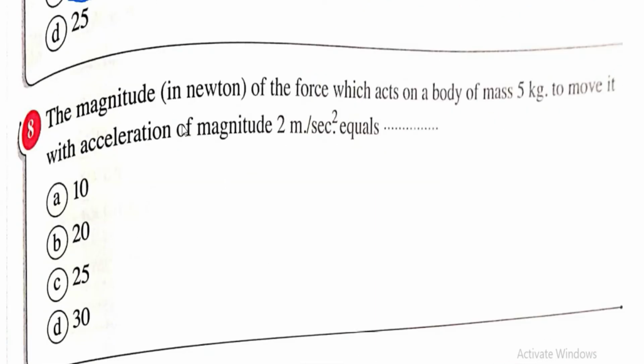The magnitude in Newton of the force which acts on a body of mass 5 kg to move it with acceleration 2 meter per second squared: F equals ma, mass 5 multiplied by acceleration 2, so the answer is 10.